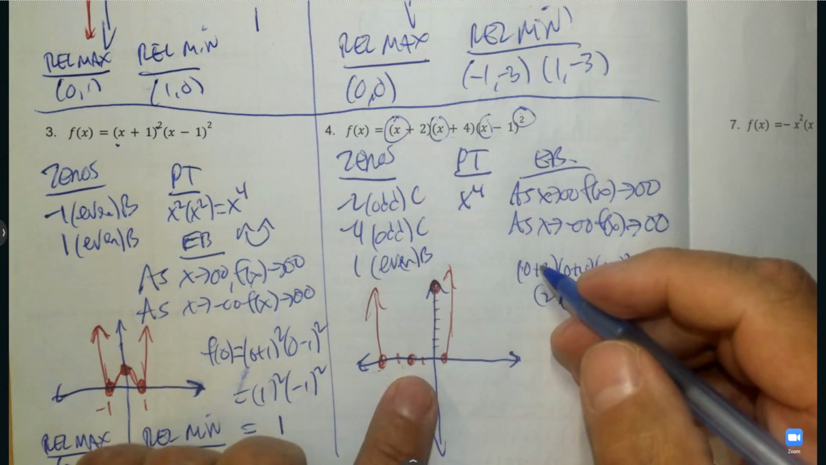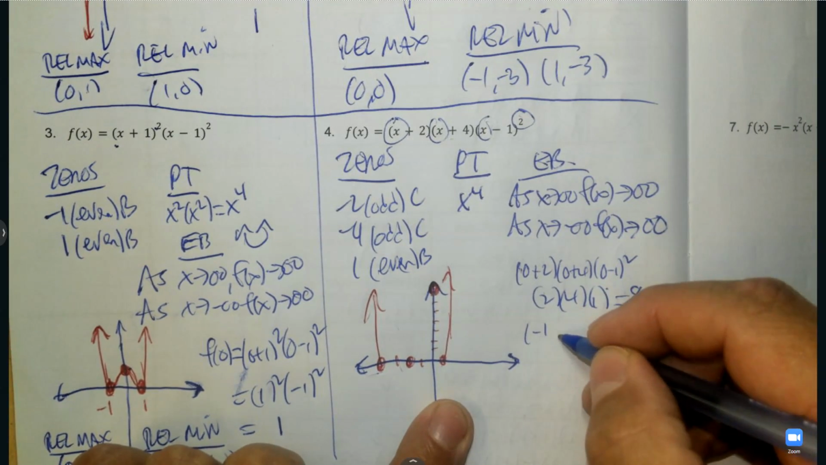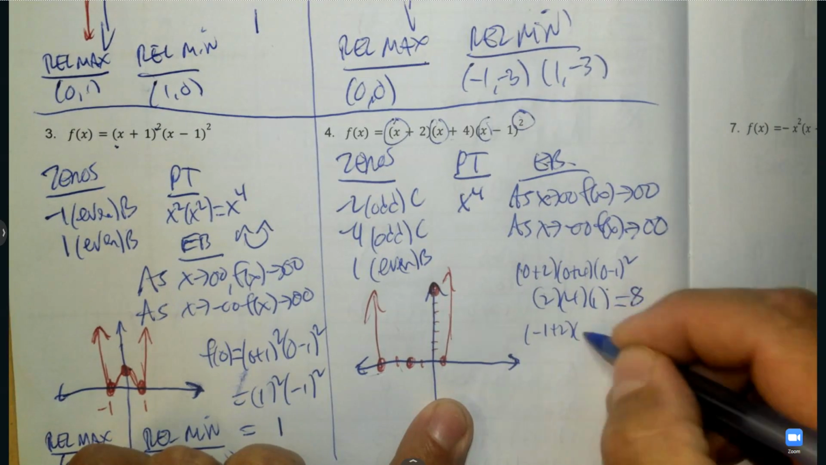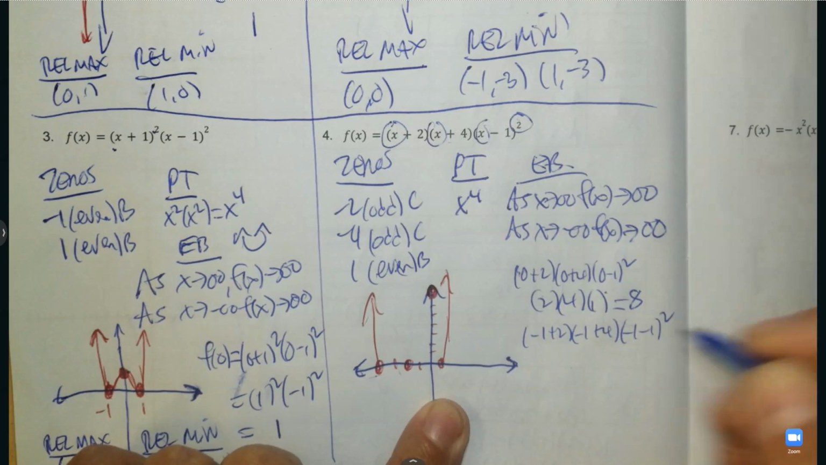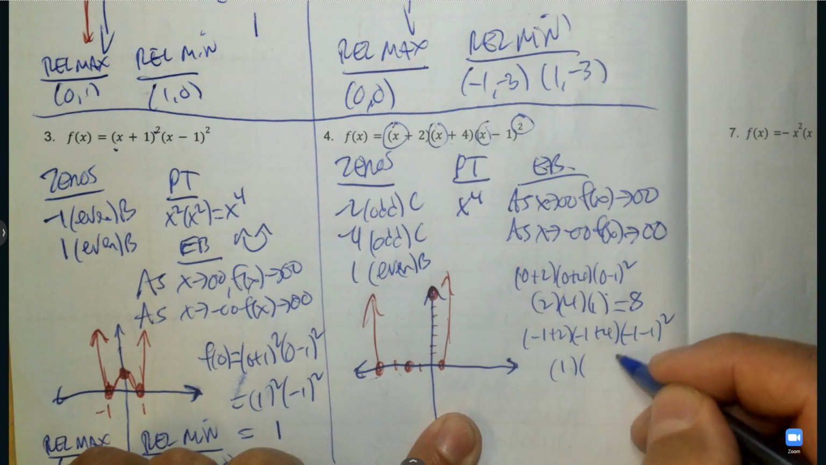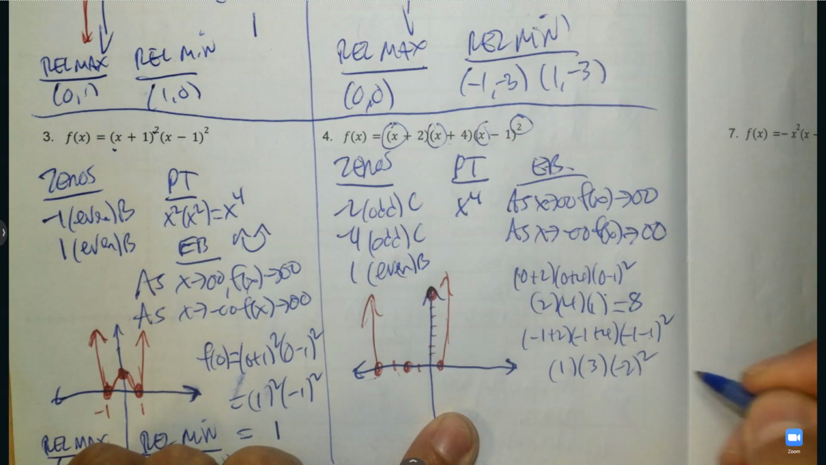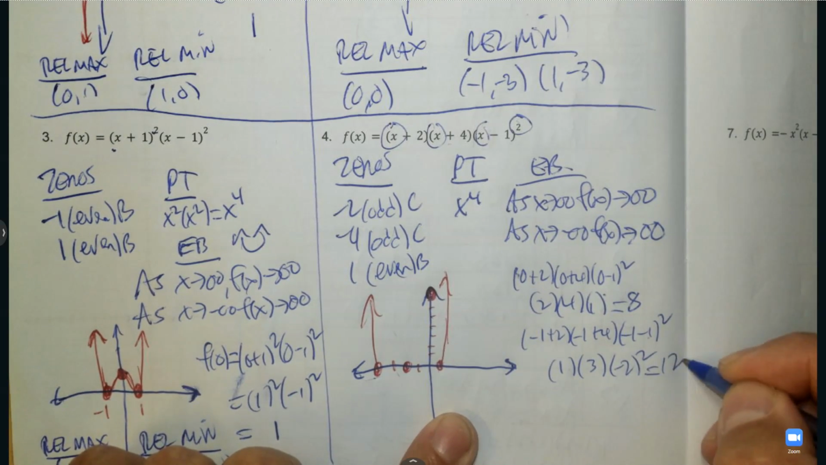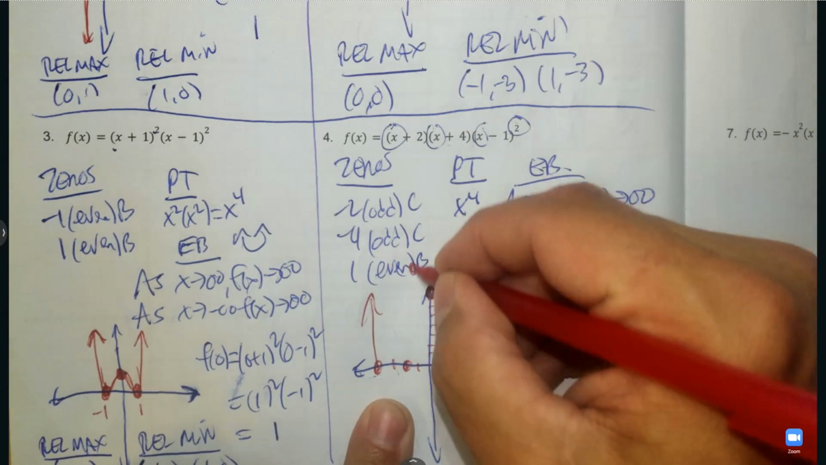The next one is going to be at -1. So that's -1 plus 2, -1 plus 4, -1 take away 1 squared. So that's 1. That's 3. -1, -1 is -2 squared. That's 4. So that's going to be 12. So we're even higher than that. So I'll estimate where that is. Up here somewhere is 12.